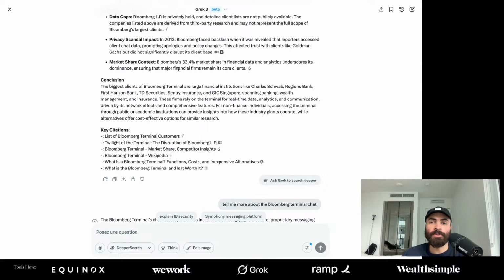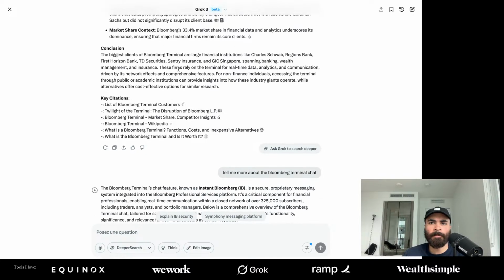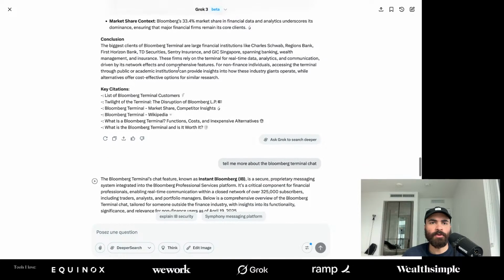Bloomberg faced backlash when it was revealed that reporters accessed client chat data, prompting apologies and public policy changes. This affected trust with clients like Goldman Sachs, but did not significantly disrupt its client base. Dominance, ensuring that major financial firms remain its core clients.